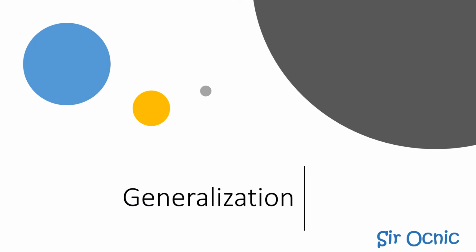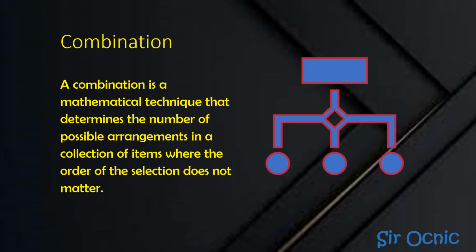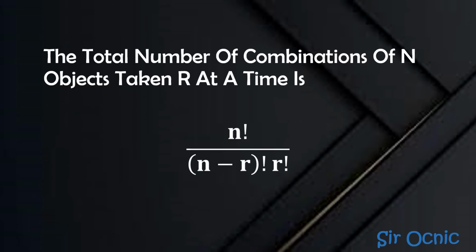Let us now summarize what we have discussed in this video. A combination is a mathematical technique that determines the number of possible arrangements in a collection of items where the order of the selection does not matter. The total number of combinations of n objects taken r at a time is given by the formula n factorial over quantity n minus r factorial times r factorial.